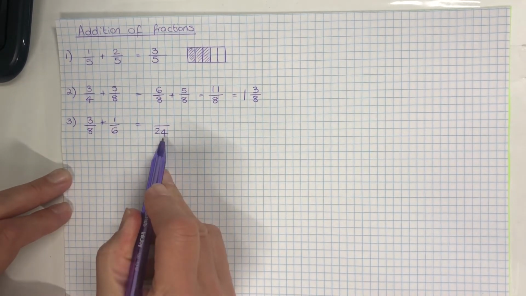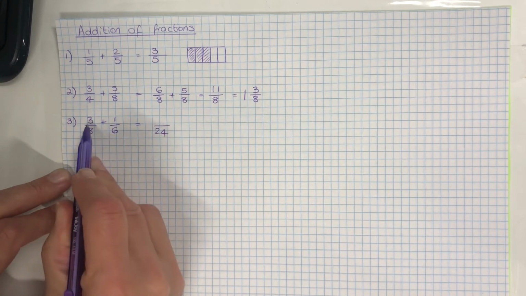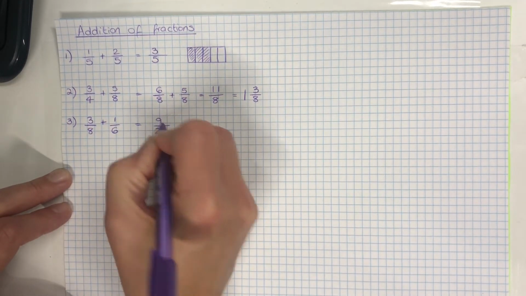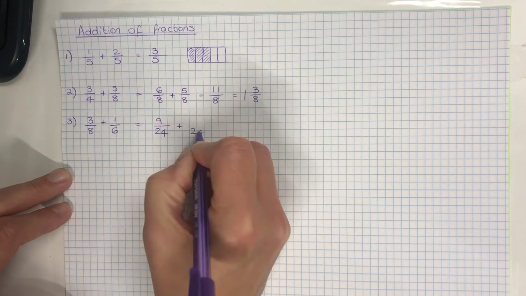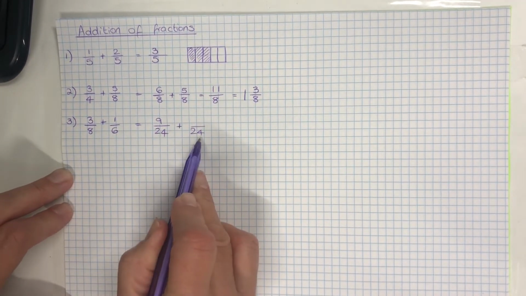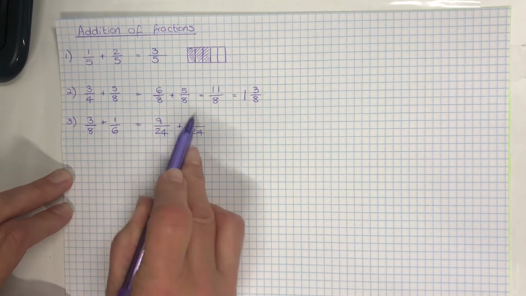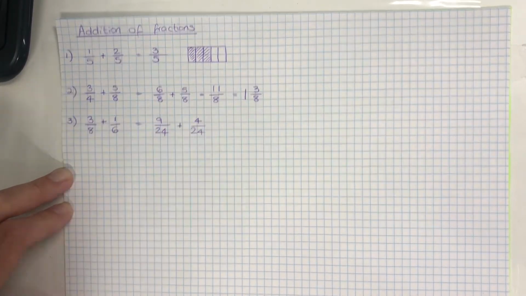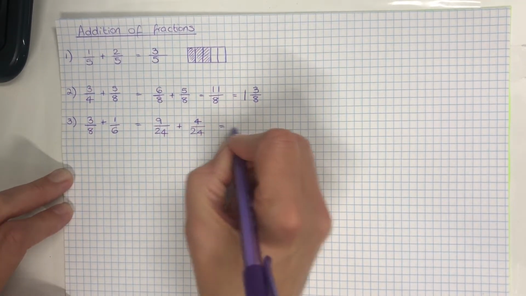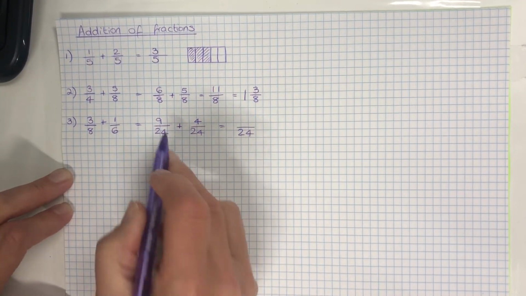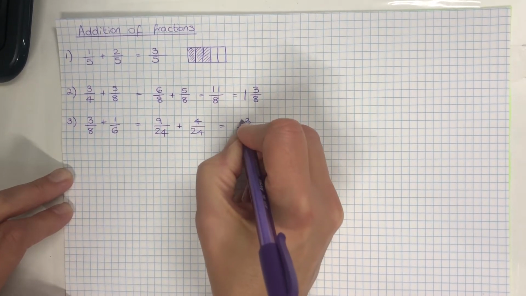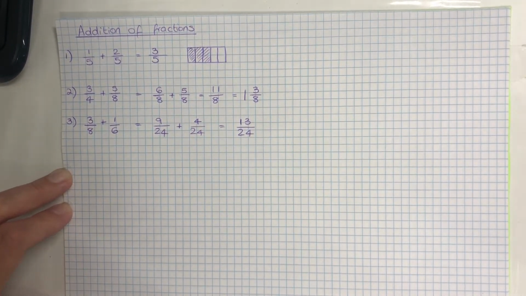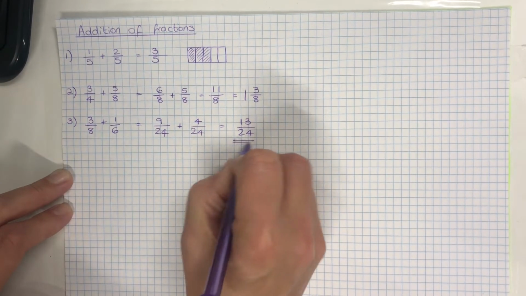8 multiplied by 3 gives me 24, so 3 multiplied by 3 gives me 9. 6 multiplied by 4 gives me 24, and 1 multiplied by 4 gives me 4. Now my denominator is the same. I leave my denominator as 24. I add my numerator. I have 13/24, sorry, and I cannot simplify that. So that is my final answer.